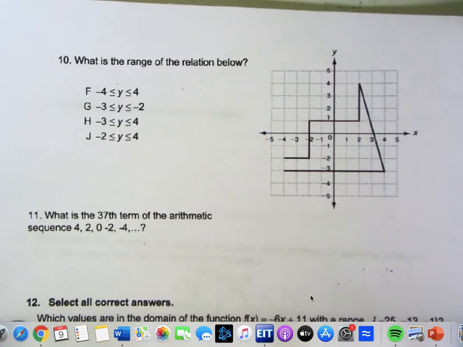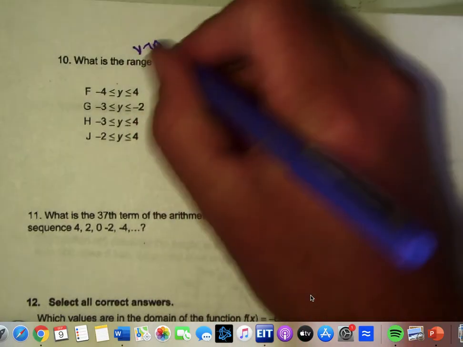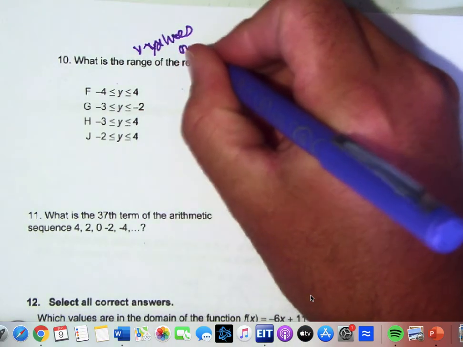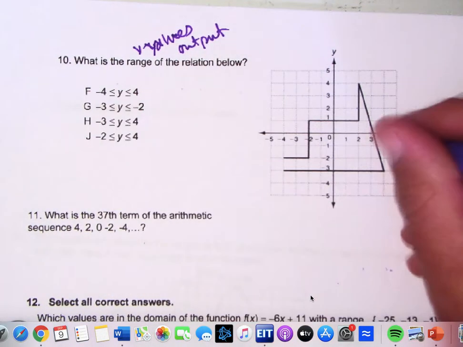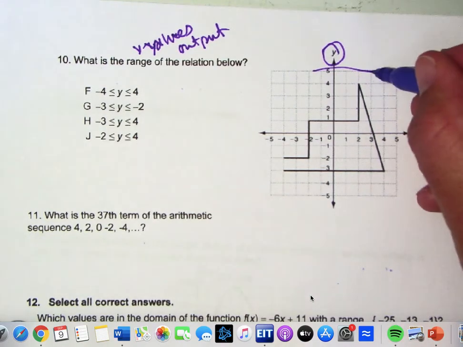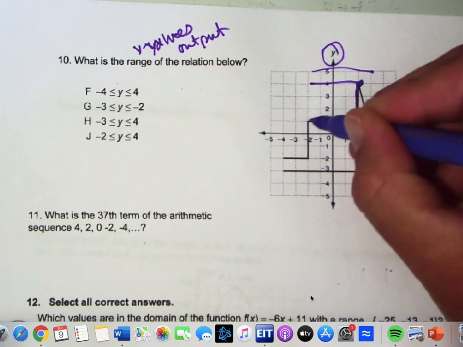So what is the range of this relation? Range is the y values, which is also the outputs. So here's y. Okay, 5 is not used. Is 4 used? Yes. Everything down below 5.